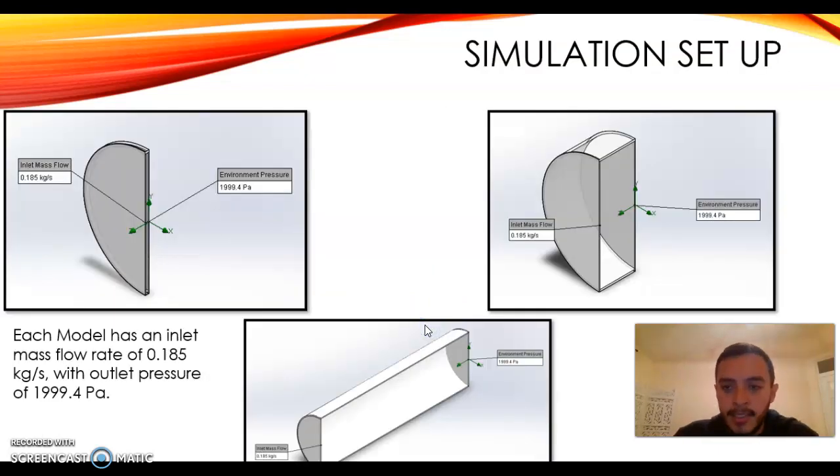So as you can see, this is how we set up the simulations. Each material is going to have a model with lengths of 1 millimeter, 10 millimeters, and 100 millimeters long. We previously determined that the mass flow rate of blood in the LPA is going to be 0.185 kilograms per second, while the outlet pressure is going to be right around 2,000 pascals.